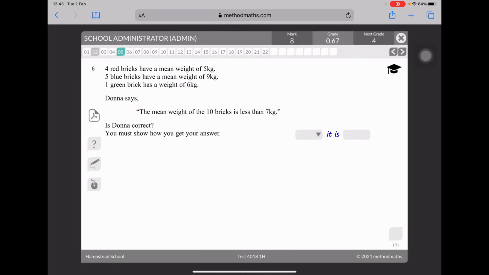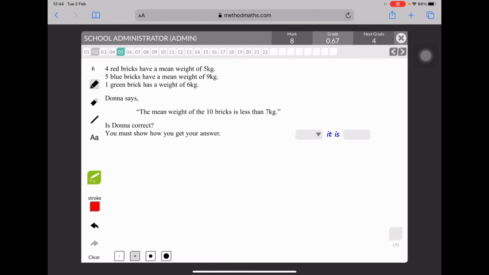Question 6. 4 red bricks have a mean weight of 5 kilograms. 5 blue bricks have a mean weight of 9 kilograms. 1 green brick has a weight of 6 kilograms. Donna says the mean weight of 10 bricks is less than 7 kilograms. Is Donna correct? So I can say yes or no.